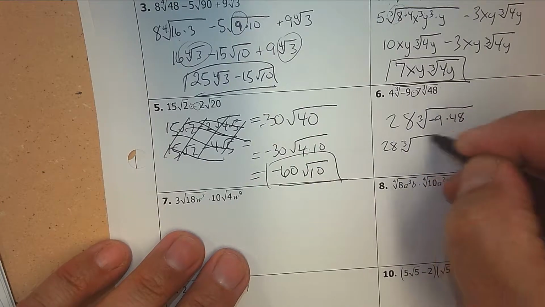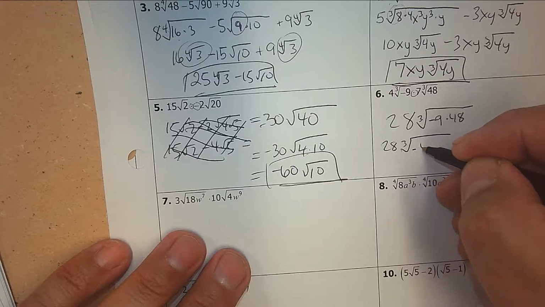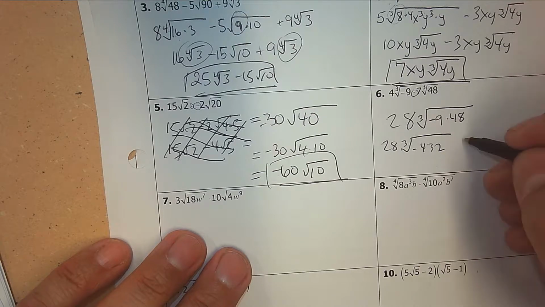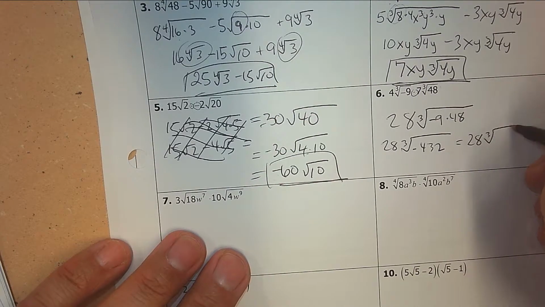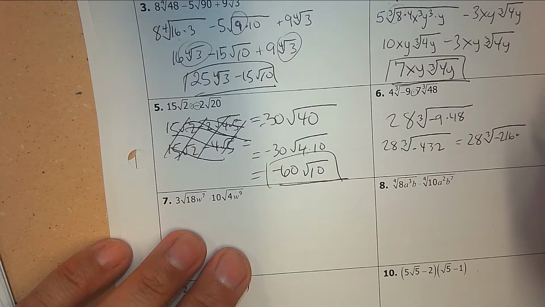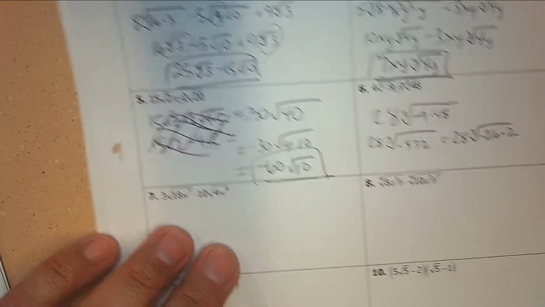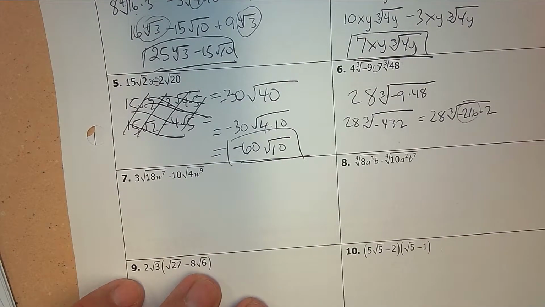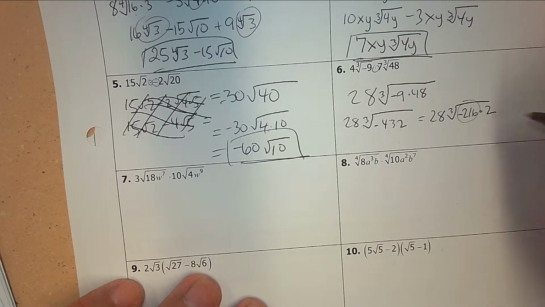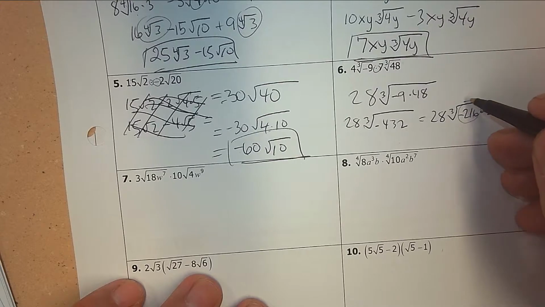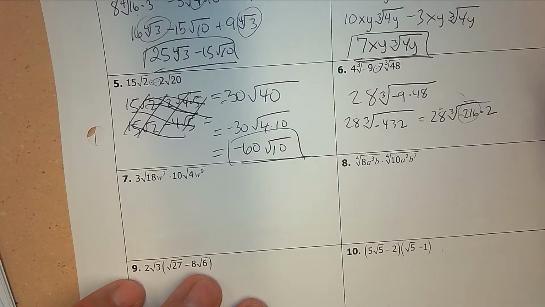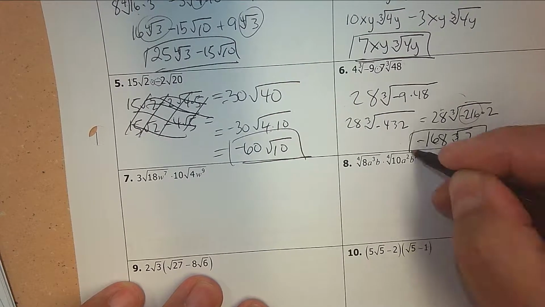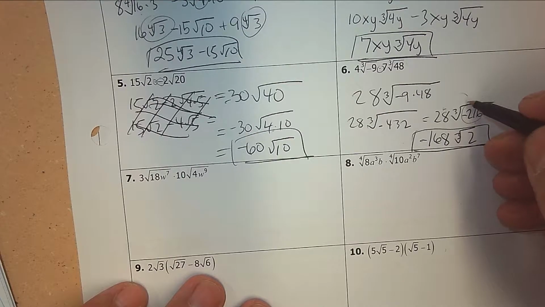I'll just continue through. So negative 9 times 48 is negative 432. And that's what the cube root would simplify to, negative 216 and 2. And then we have to do the cube root of negative 216, which is negative 6. And then multiply that times 28. So that's where negative 168 comes from. So the cube root of negative 216 is negative 6 times 28.